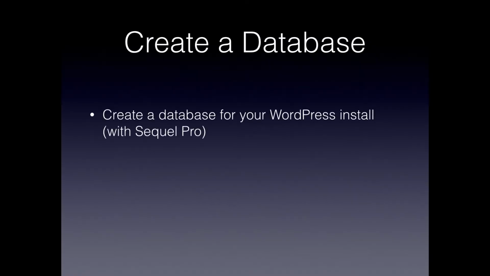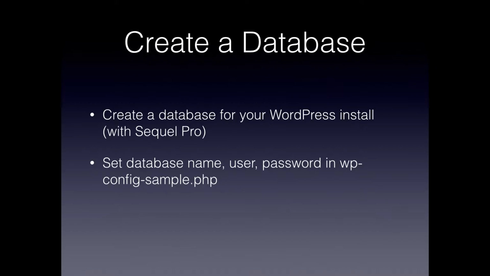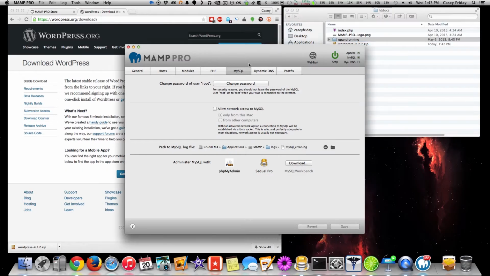What we want to do is create a database using SQL Pro, which is a program that comes with MAMP when you install it. You'll set a database name, username, and password in wp-config-sample.php inside our WordPress folder we just extracted. And then we'll rename that file to wp-config.php so that WordPress actually sees it as the configuration file for that WordPress install. The first thing we want to do is create a database for this website.